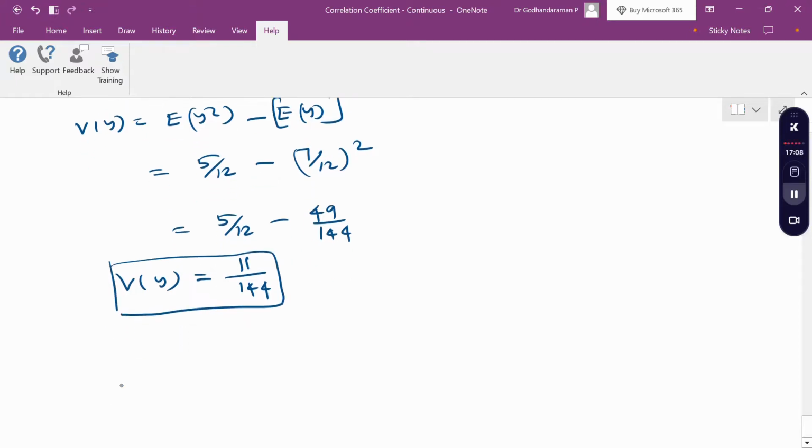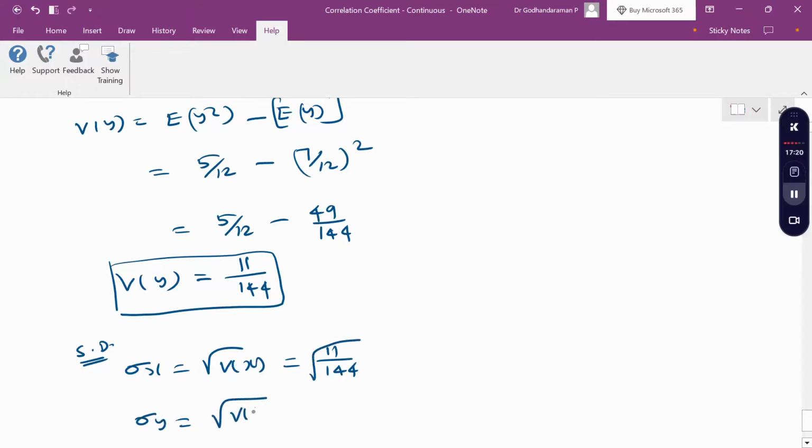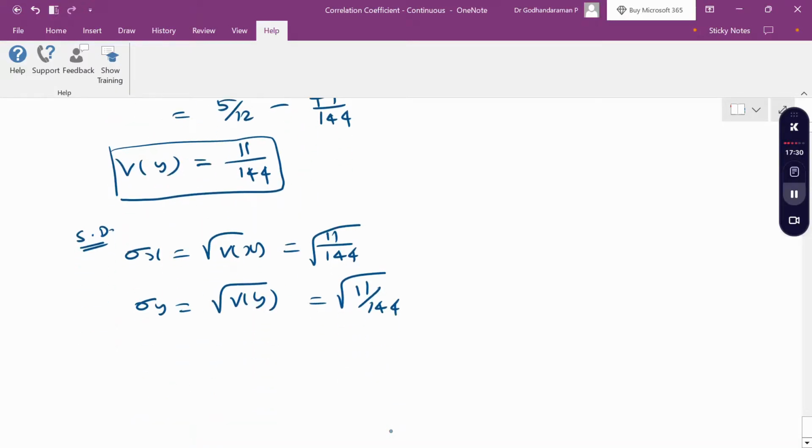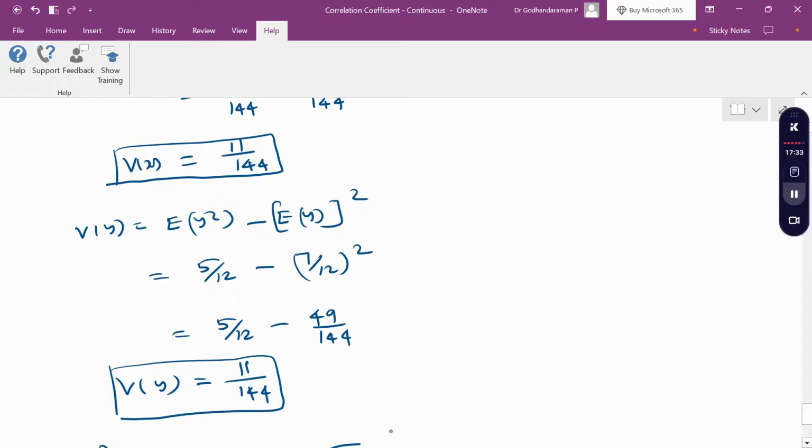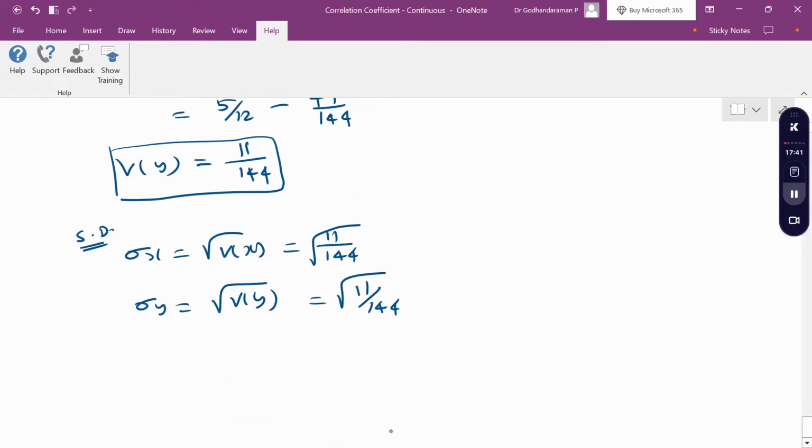Now the standard deviation: sigma x is nothing but the square root of the variance of x, square root of 11 by 144. Then sigma y is the square root of the variance of y, square root of 11 by 144. If you want to convert these values to decimal, and it is difficult to take the LCM, it is not an issue, just use a calculator and convert every value to decimal to proceed. And then the covariance.